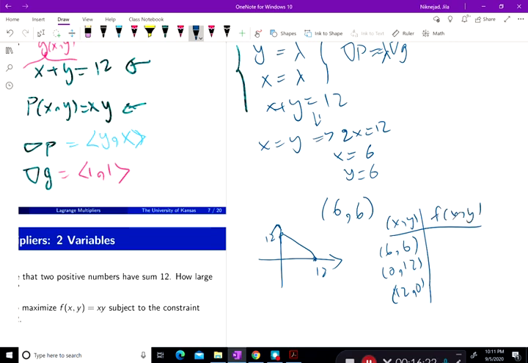Now this piece is closed and bounded, right? And so if I plug back into f of x and y, I get 36, 0, and 0. And that is the maximum value that you can achieve.